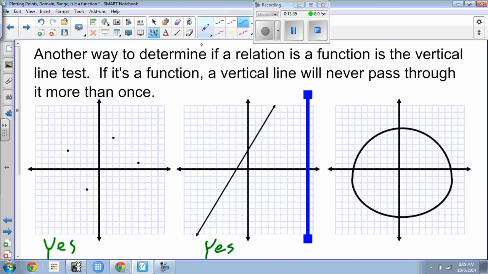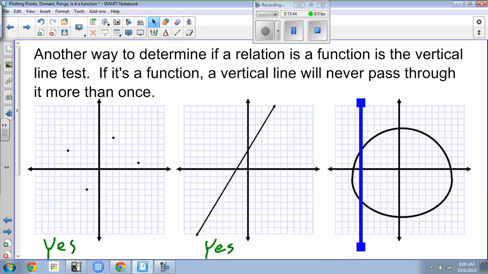But this last one over here, we are going to have an issue with this guy. He is not going to be a function, and here's why. I can pause my little vertical line test, and look, I got a point right up here and a point right up here. So if the x value is negative 6, I don't know what the y value is. Maybe it's 3, but maybe it's down here around negative 5. So I don't know.